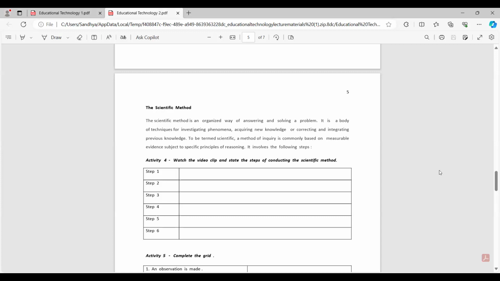So the scientific method has steps. For you to know what the steps of the scientific method are, step 1, step 2, step 3, step 4, step 5, and 6, I will play a video and you have to take down the steps, step 1 to step 6, while watching the video. It's a very simple video, a song or something like that. But let's see.